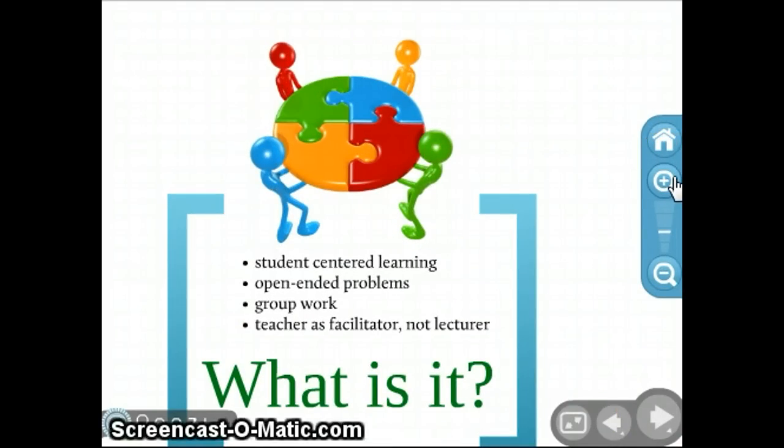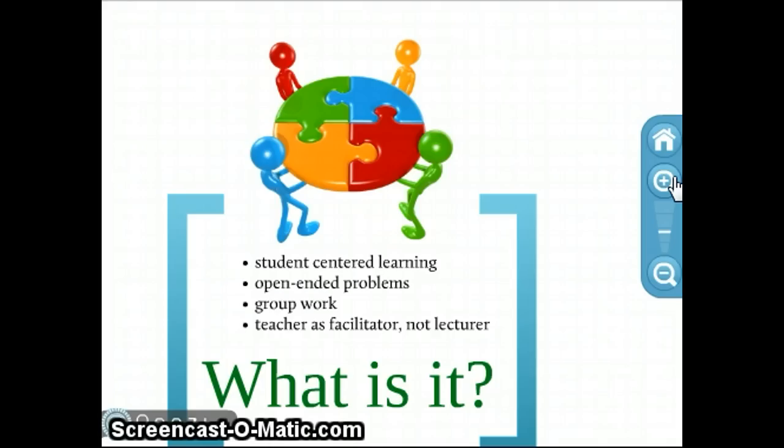It's a form of student-centered learning in which students are given open-ended problems without a lot of definition or structure, and they work in collaborative groups to solve these problems. Now, when I say open-ended problems, I mean something like a case study, an engineering challenge, a guided design problem, or anything that's complex that really opens up for a lot of possibilities for solutions.